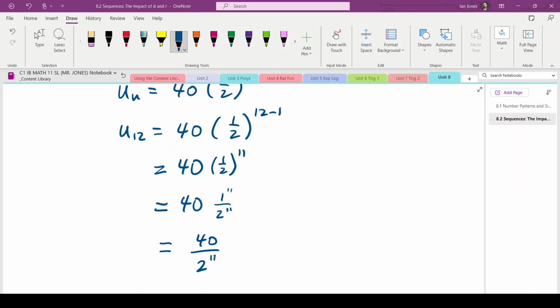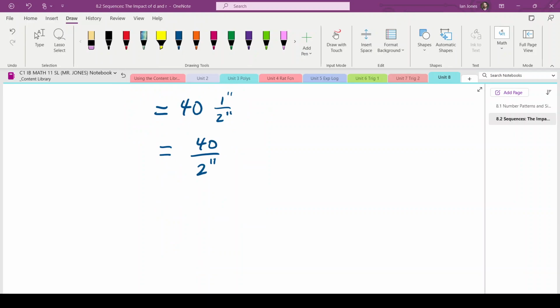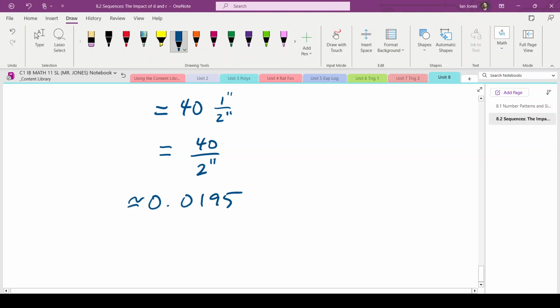And if we had a calculator, then we would pull that up, and I'll just do it quickly, see if I can get anything interesting. To the exponent of 11. It works out to approximately 0.0195 to 3 sig figs. Okay, so that's that one.